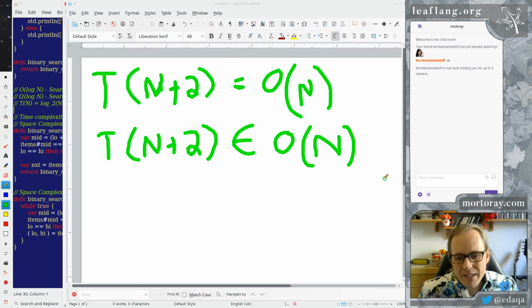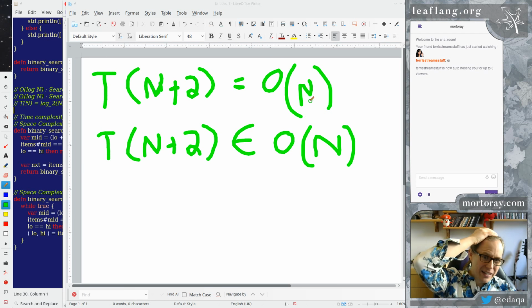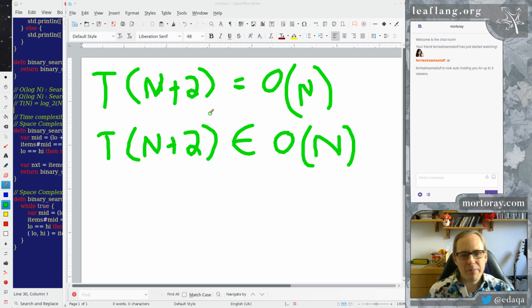And this, I think, makes a lot more intuitive sense, because the first line up here, it says it's equals, and if you look at math, quite often equals means it both ways, but certainly not. O of n does not equal T of n plus 2. I can guarantee you that. And so what we say is that instead, these time complexities belong to it.